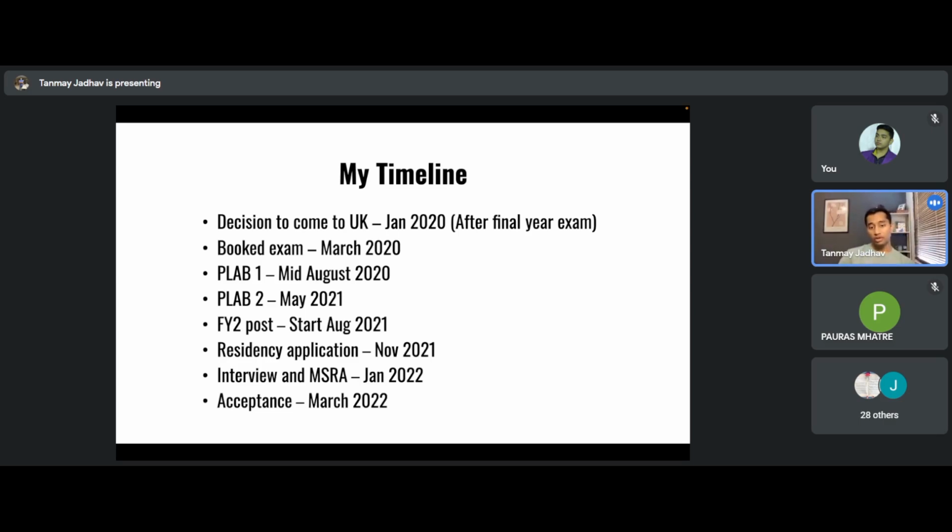May 2021 I gave my PLAB 2, which was almost a year after that, but I went to the UK about a month before, and I prepared with some friends. One of them was my senior from KEM. And then I started my F2 post in August of 2021. So last year, August. I applied for residency in November 2021 and interviewed in January. And this March, I got acceptance into the training program, which is for interventional radiology.